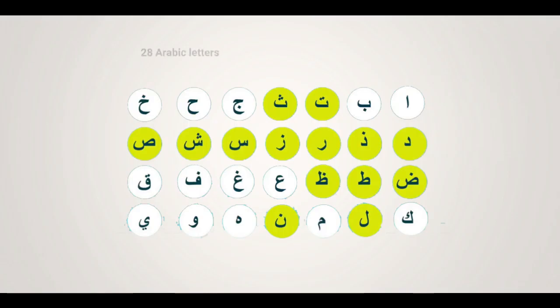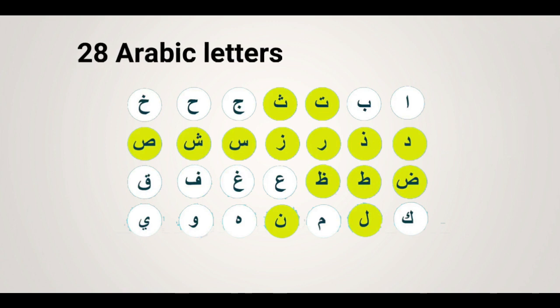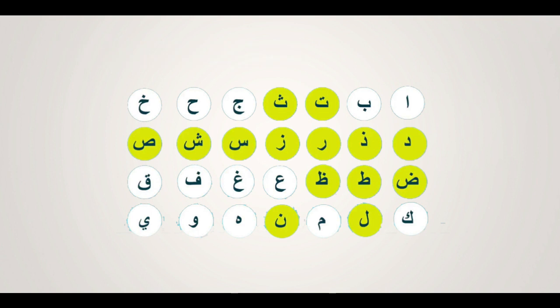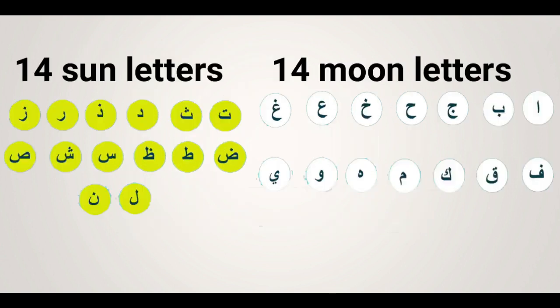There are 28 letters in the Arabic language. These 28 letters are classified into two categories, the sun letters and the moon letters. We have 14 sun letters and 14 moon letters. In this lesson, we will learn about them.